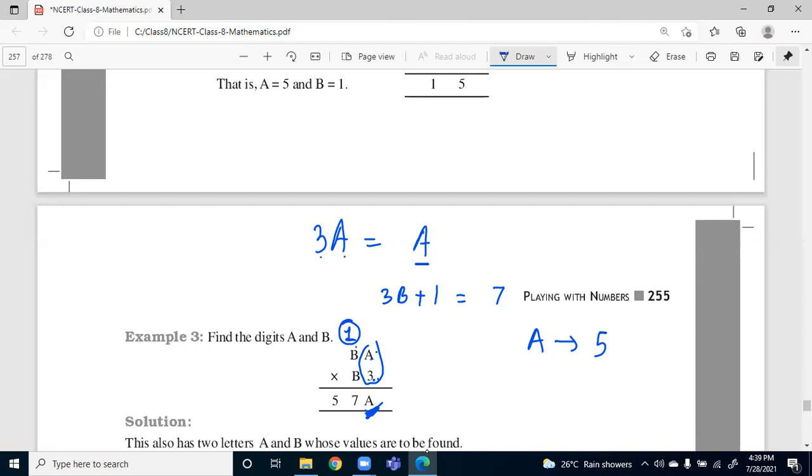If I take B as 2, then 3 into 2 is 6, 6 plus 1 is 7. But 5 will not be. If I try 2, 5 and 2, 3, are we getting 578? Let's check. 3 5s are 15, 1 carryover, 3 2s are 6 plus 1 is 7, 2 2s are 4. So no, we are not getting it. That is wrong. So what should I take B?